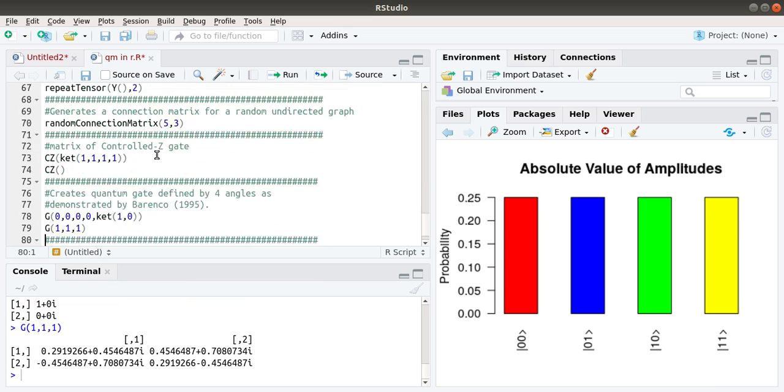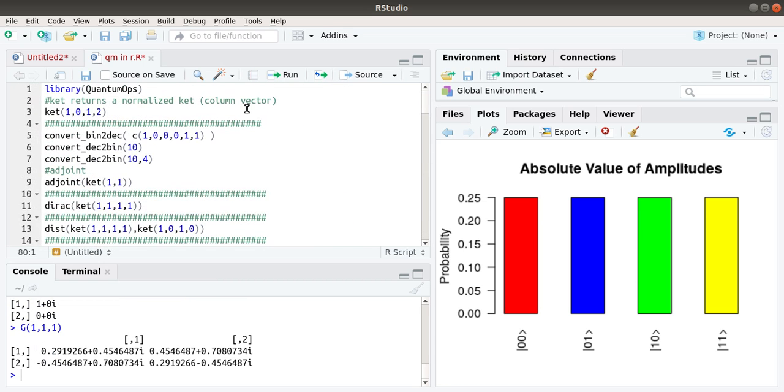So these are about various types of gates, operators and converters, and that can be seen in quantum operators ops.